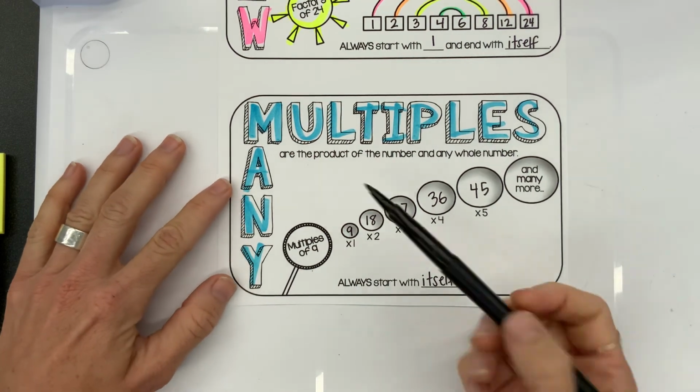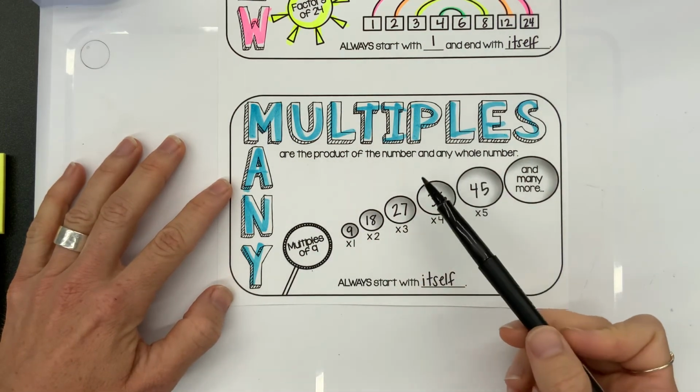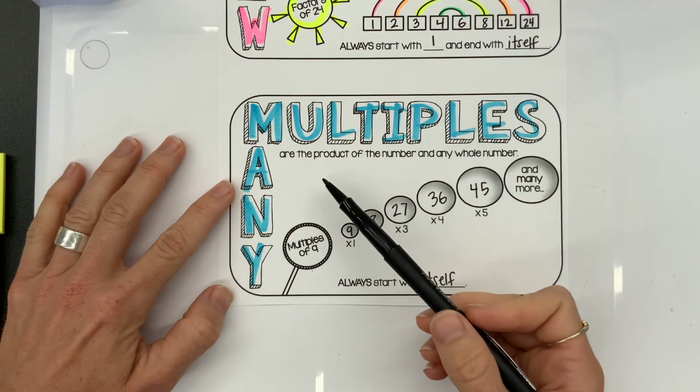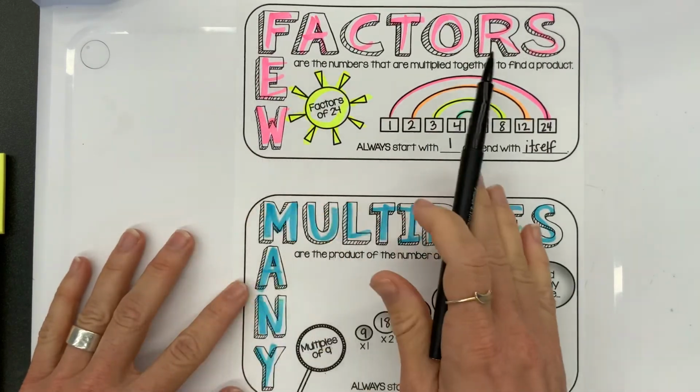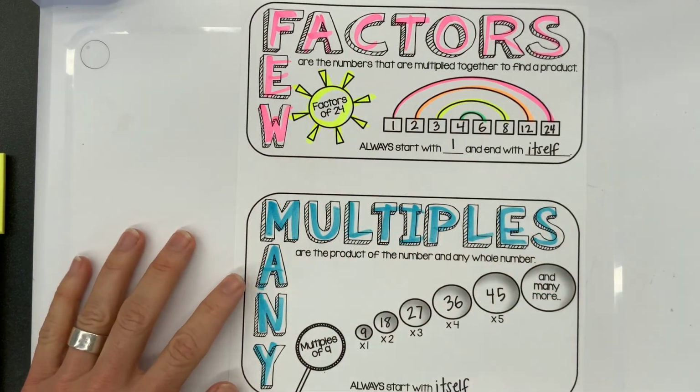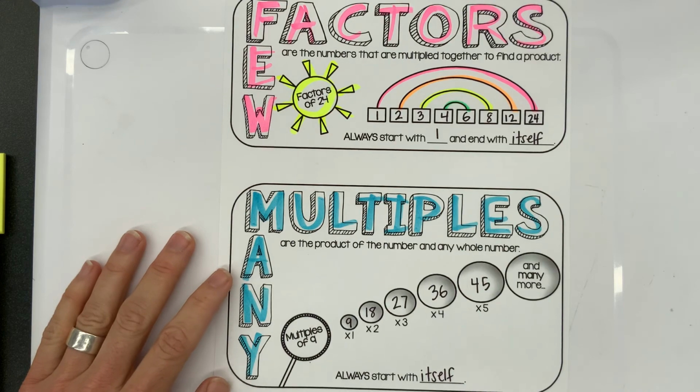So there are many multiples, an infinite number, in fact, of a number, and there are few factors, so just a limited set. So hopefully that'll help you remember that key vocabulary.